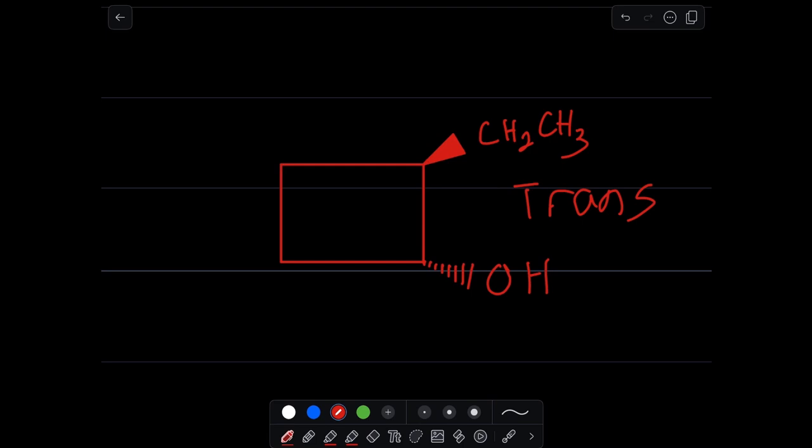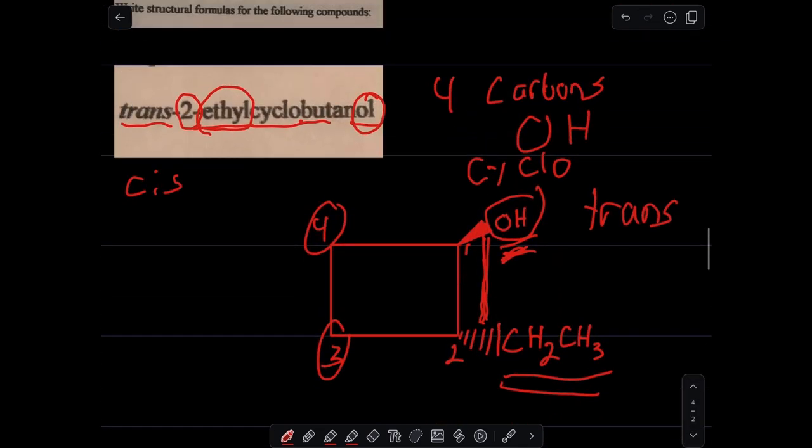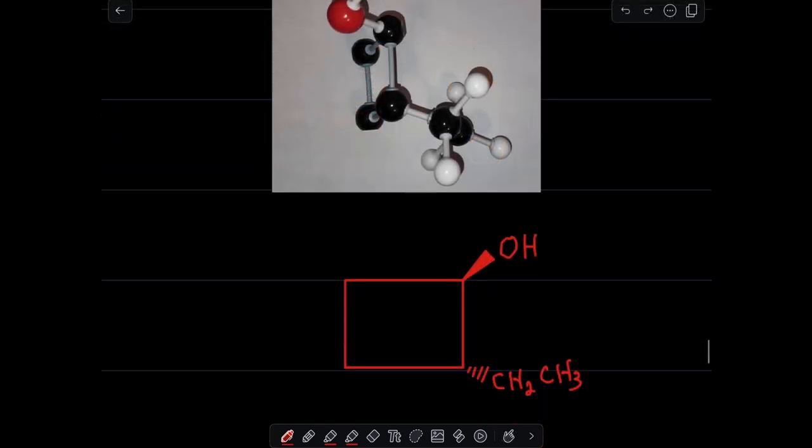Now, how would a cis look? It would look like this. We can just fill this in to make it look like that one, and now we have a cis. Or we can do them both like this. You get the idea, and that would be a cis. What this would mean is both of these groups are on the same side of this square. Anyway, hope that helps.